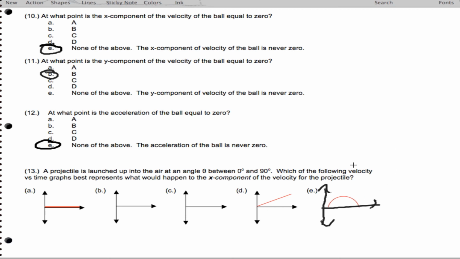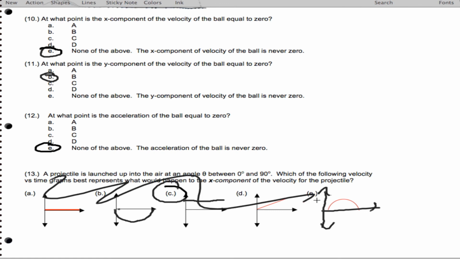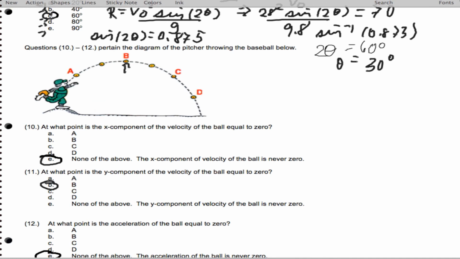So we want to know what would happen to the x component of this projectile if we were to fire it. And there are a couple of possibilities here. And it turns out, the way I've drawn it here, the correct answer would be C, if this is the velocity component, a constant positive velocity. But we actually ended up wiping out number 13 on our test. So we'll continue with the next set of problems.